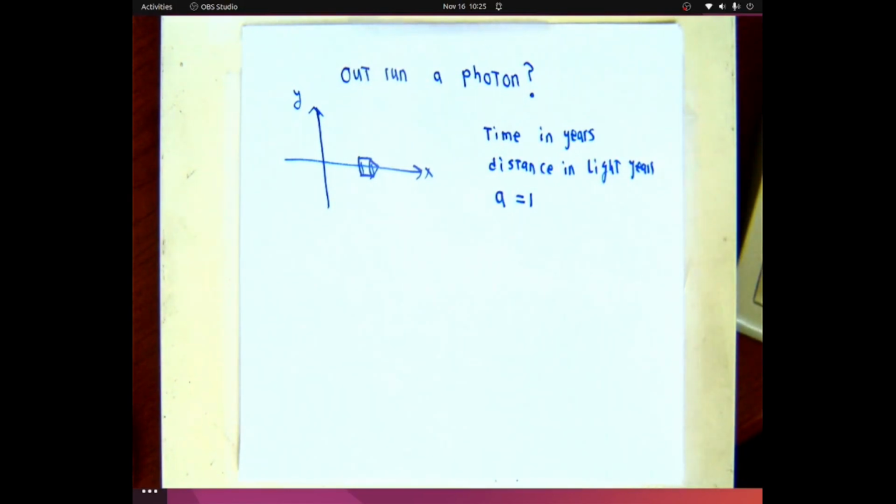Good morning. Today, I'd like to talk about a very strange phenomenon. To try to understand this a little bit better, I'm going to adopt units where time is measured in years, distance is in light years, and as we saw in a previous video, one Earth gravity worth of acceleration corresponds to the number a being approximately 1. So I'll take a to be 1 here.